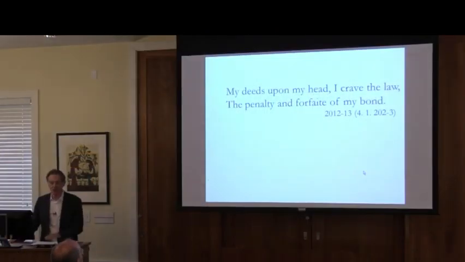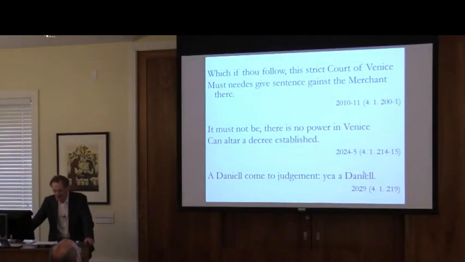And here is his reply. "My deeds upon my head, I crave the law, the penalty and forfeit of my bond." So he rejects the plea for mercy. It doesn't make sense to him, and why should it? Well, Portia accepts it, and she says, "If thou follow this strict court of Venice, must needs give sentence against the merchant there."